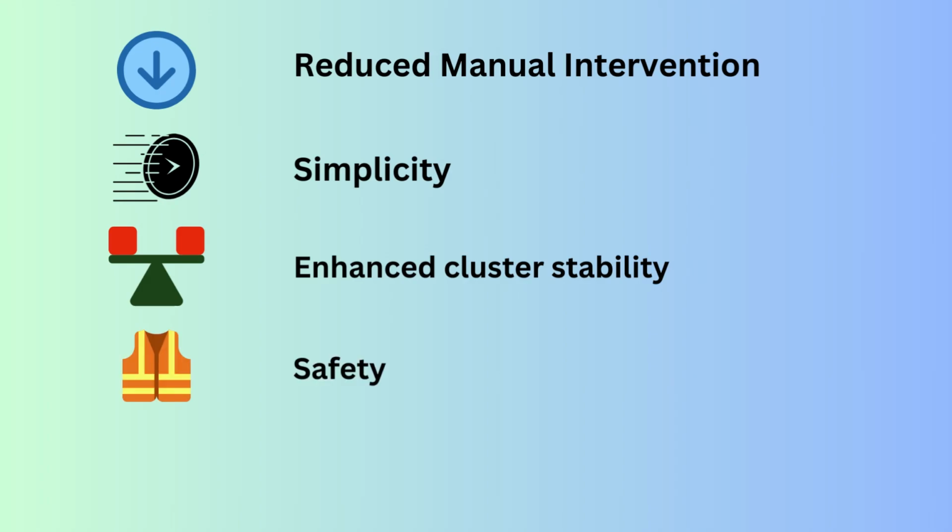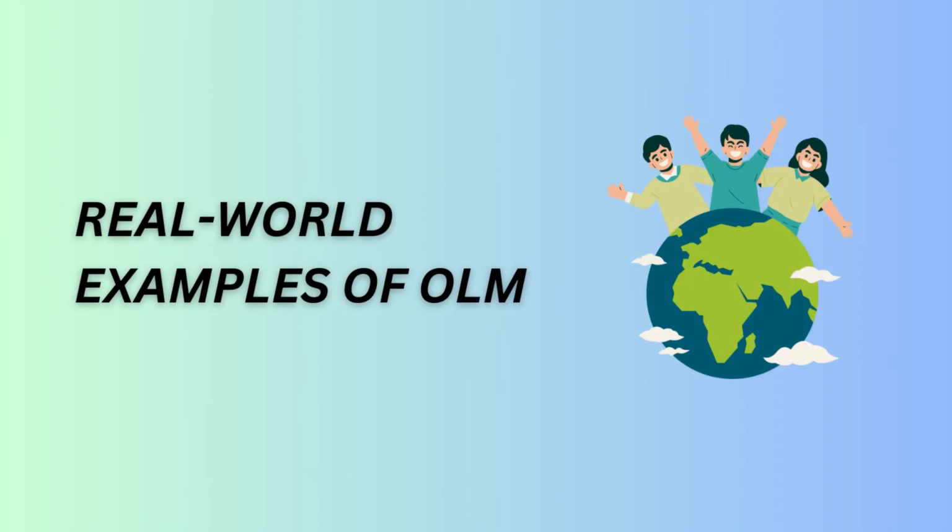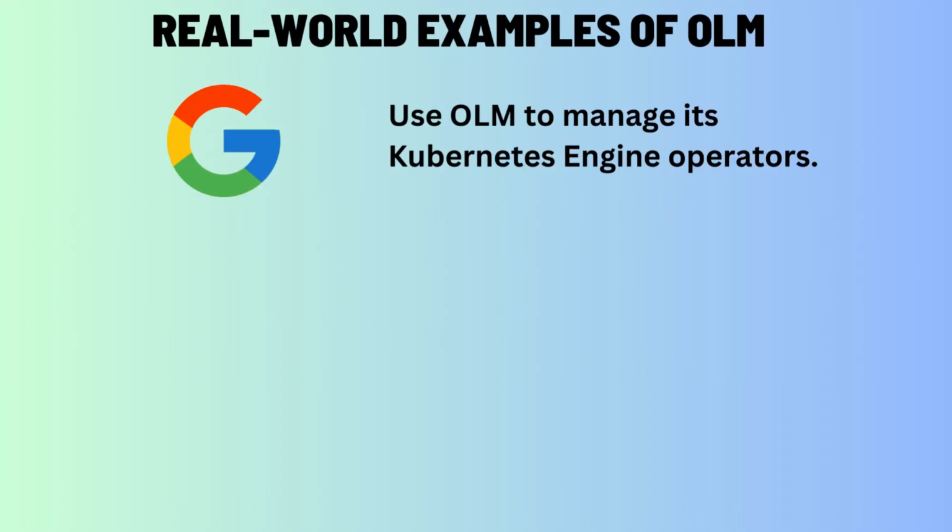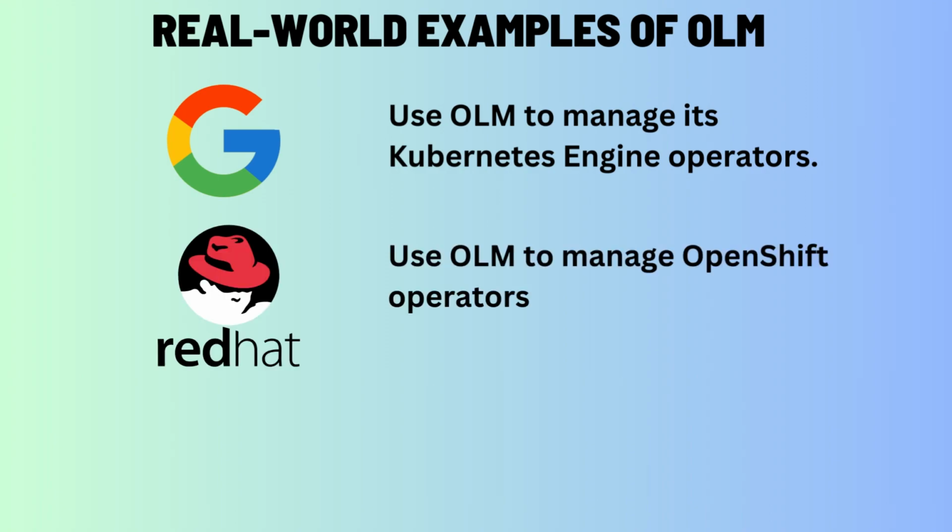Safety. OLM ensures that operators are installed and upgraded in a safe and reliable way. Flexibility. OLM provides a number of features such as channels and operator groups that give you flexibility in how you manage your operators. In the real world, OLM is used by a number of organizations to install and manage operators. Google Cloud Platform uses OLM to manage its Kubernetes engine operators. Red Hat OpenShift uses OLM to manage its operators.